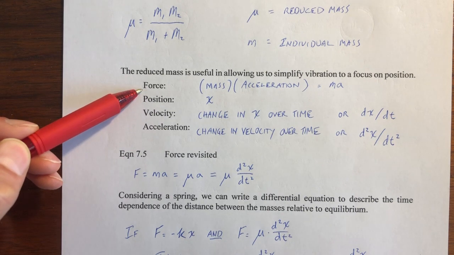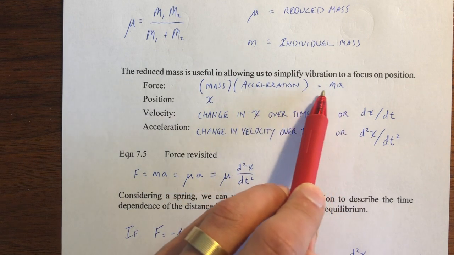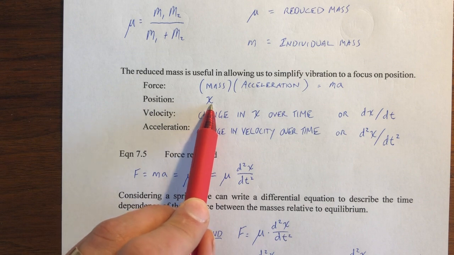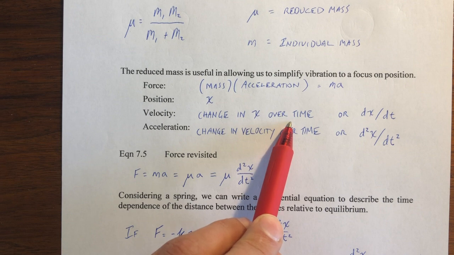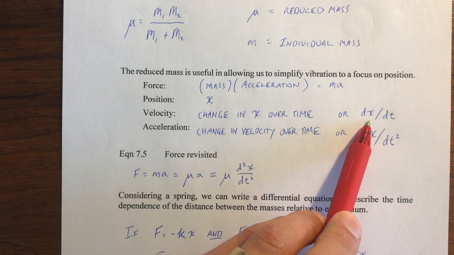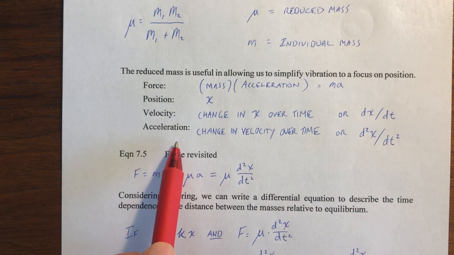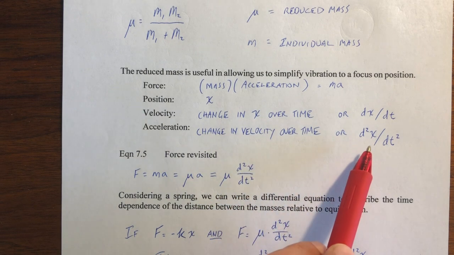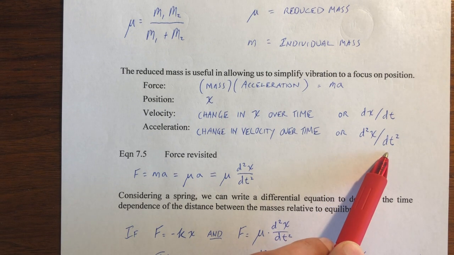So let's take a look at force. Force is equal to mass times acceleration, which we often see as m times a. Position is indicated by x, so velocity is going to be the change in x over time, which can be shown as the derivative of x with respect to time, dx/dt. Now, acceleration is defined as the change in velocity over time, which ends up being the second derivative of x with respect to time. So our second derivative of position with respect to time.